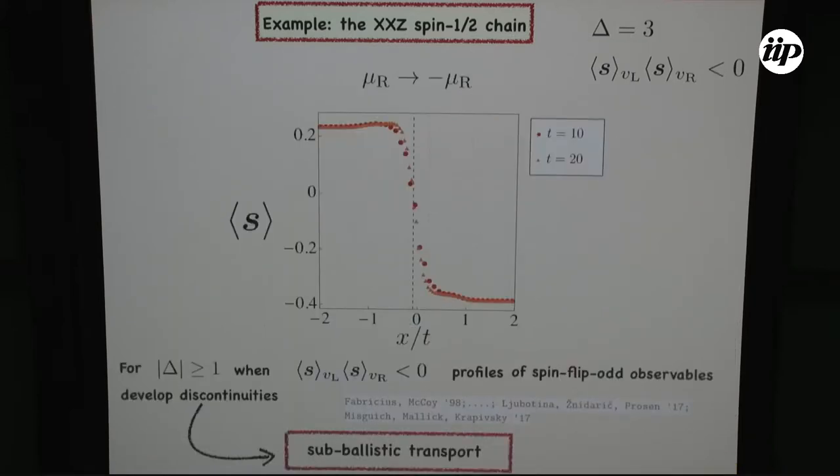But something strange happens when you join together two states with opposite magnetization. Basically, in this case, from the numerics, you see that there is some discontinuity in the x over t profile I'm showing. And since I'm plotting stuff as a function of x over t, a discontinuity just means that there is a region where the profile varies on a different scale. So it's sub-ballistic. It varies on a smaller scale. So how to explain that?